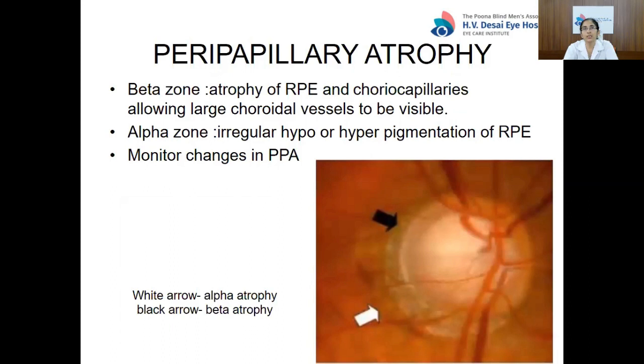Peripapillary atrophy is divided into two zones. The beta zone happens because of atrophy of the retinal pigment epithelium and the choriocapillaris, allowing the large choroidal vessels to be visible. The alpha zone is a result of irregular hypo or hyperpigmentation of the retinal pigment epithelium. The beta atrophy is more specific to glaucoma. Alpha atrophy is non-specific. It is important to monitor the changes in the peripapillary atrophy as these can progress as the disease progresses.